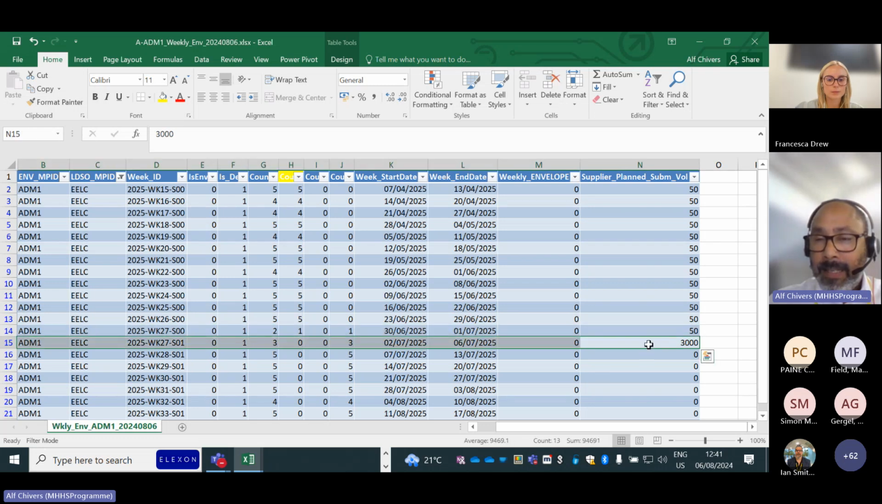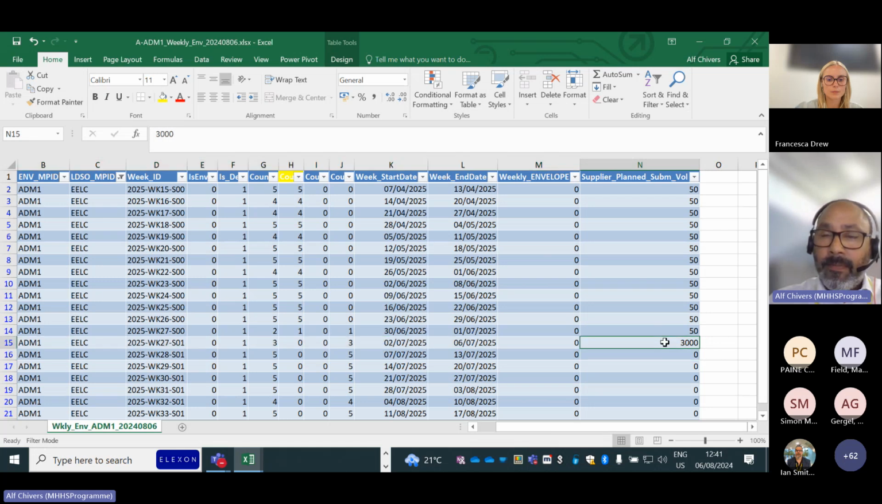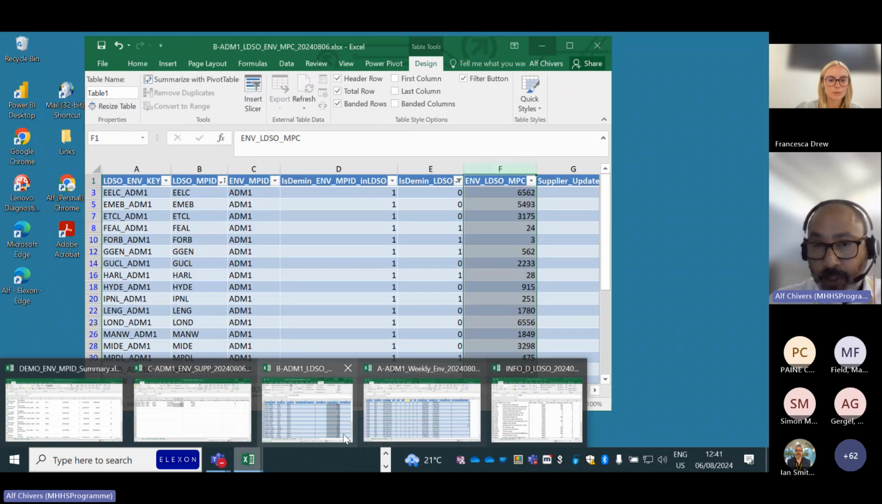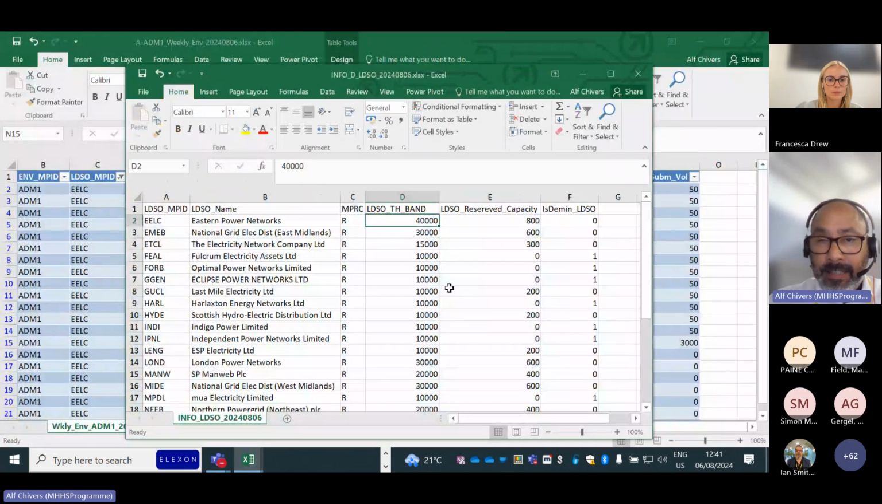And instead of being 10% of the supplier portfolio within the LDSO, it's 10% of the LDSO total portfolio, which I showed was in info sheet D. So in info sheet D, that tells me that, sorry, it's not the supplier portfolio, it's the LDSO threshold, not the portfolio, didn't you say, Ian? Which is 40,000. So it's 10% of the threshold for the LDSO. Thanks, Alf. Yep.